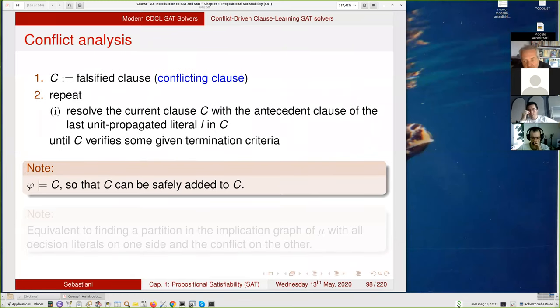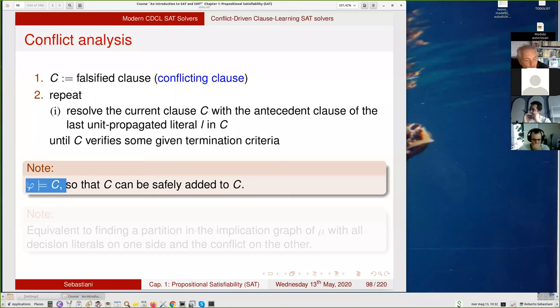Notice that the clause that you have learned is such that the original formula entails it. Why? Remember that C is the negation of a conflict set. And the conflict set is such that the formula and the conflict set causes you a failure, so entails false. So if phi and eta entails false, means that phi entails not eta. Okay, is this clear? Okay. Yes. Okay, just a basic step in Boolean logic, okay?